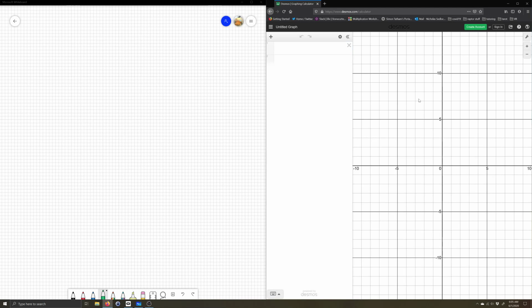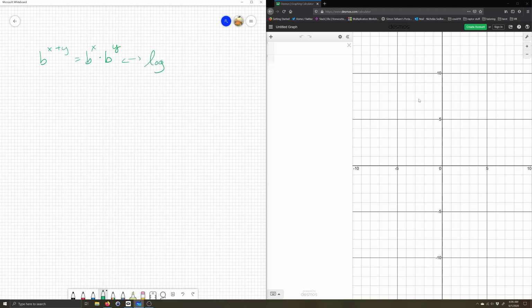So there's some algebraic properties of logarithms that I'm just going to write out now. In a previous video, I mentioned the fact that b to the x plus y is the same as b to the x times b to the y. So in the reverse direction, what you get is that if you have the logarithm of a times b, that becomes the logarithm of a plus the logarithm of b.